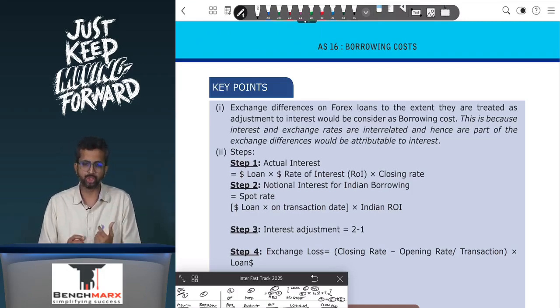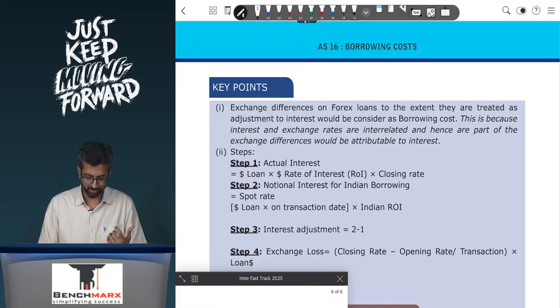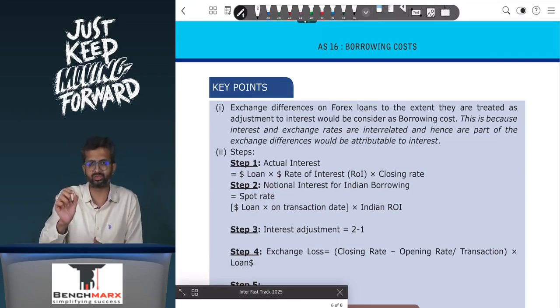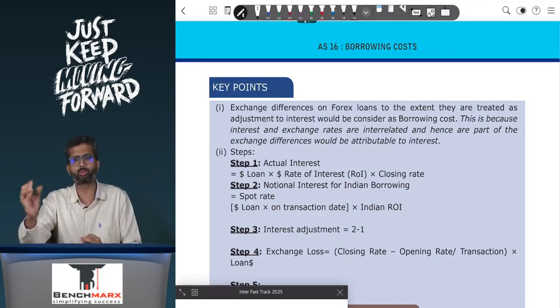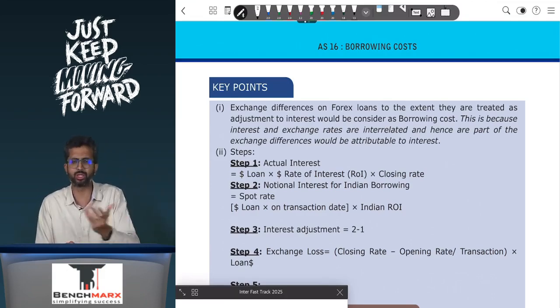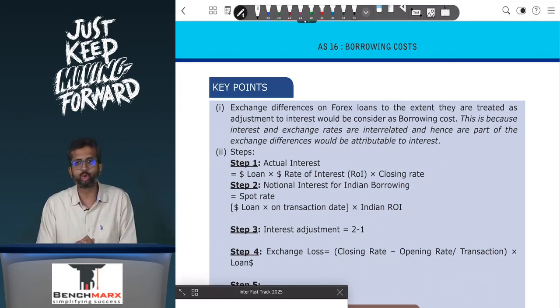Here what happens is we have, let us say, a loan that you have taken in the foreign currency. Now loans as per AS 11 are monetary items, and monetary items have to be shown at the closing rate at each balance sheet date, and whatever is a gain or loss is typically taken in the profit and loss account, because foreign exchange gain or loss on monetary items will go to the profit and loss account.